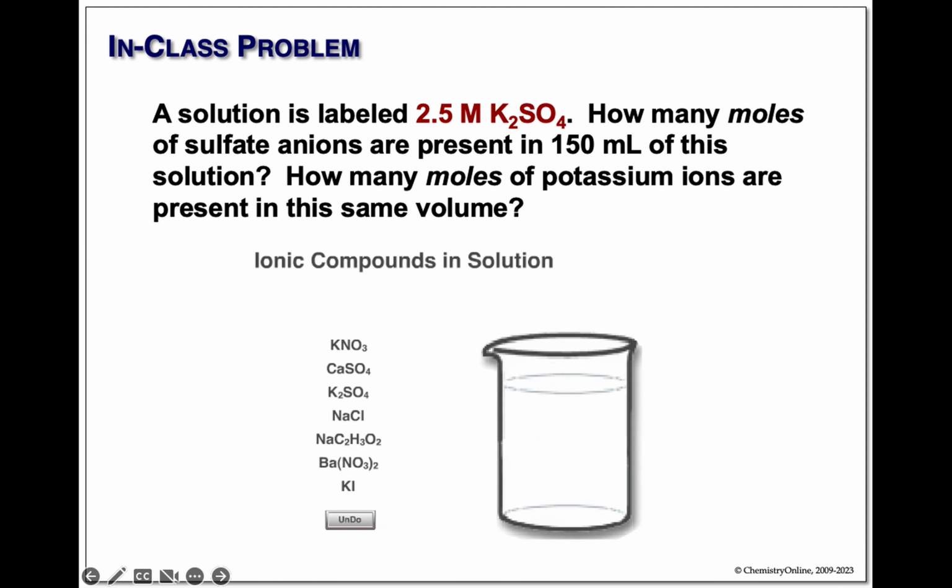It's a super silly movie, potassium sulfate in a beaker. As soon as it hits the water, it totally dissociates. You will get 2 ions of potassium and 1 ion of sulfate. Mole ratio, 2 potassiums, 1 sulfate per potassium sulfate. Totally dissociated.